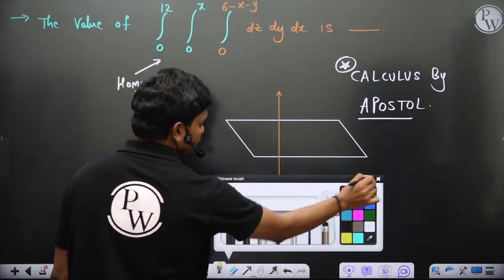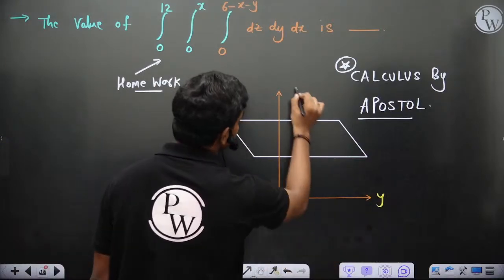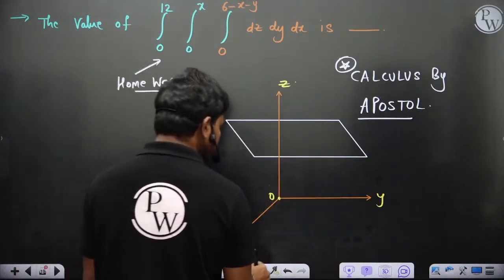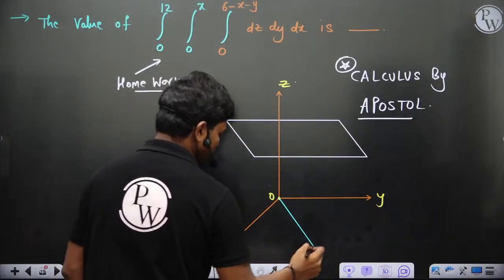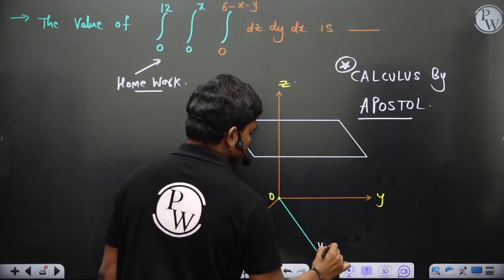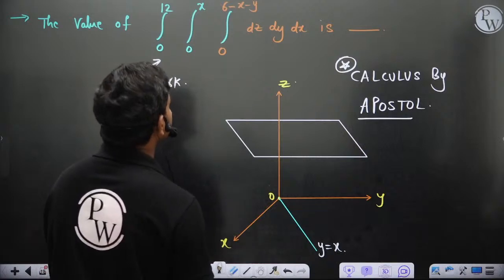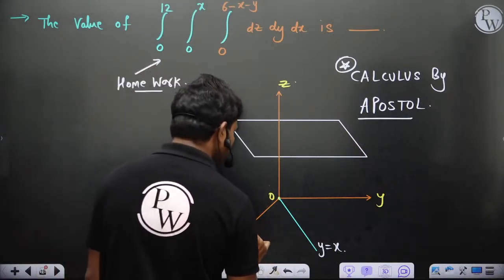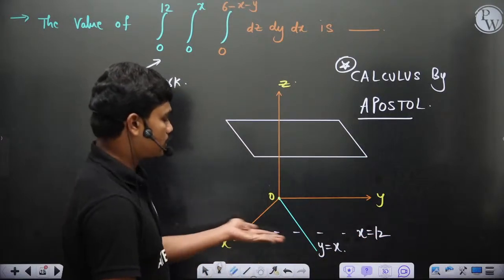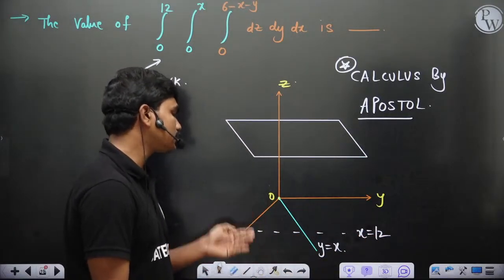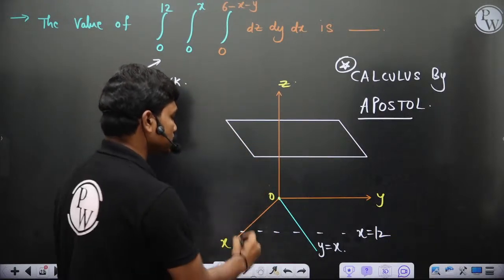So let's see, if you have this origin, x, y, z, the right-handed coordinate system, and y is equal to x, so the line y equals x would come up something like this. And x is going from 0, which is basically this yz plane, to 12. So this is the x equals 12 line, with a constant value of x, and y goes from 0 to y equals x. Basically y equals 0 is this xz plane.